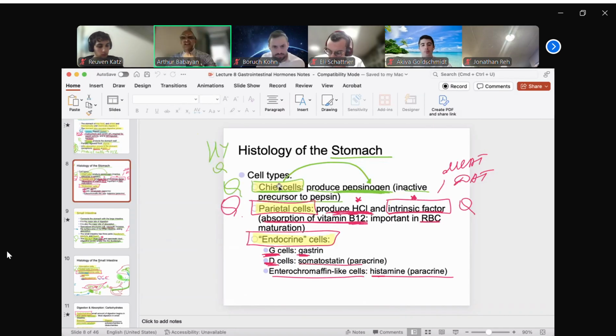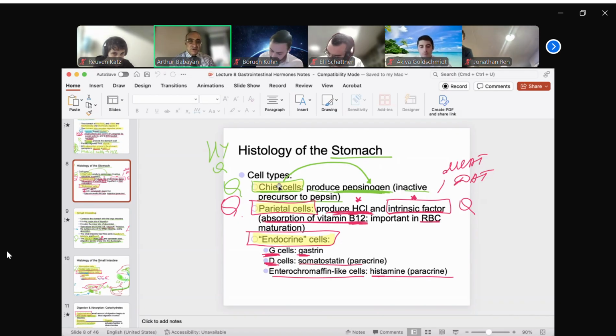What do the chief cells produce? Chief cells in the stomach produce pepsinogen, an inactive precursor of pepsin. What do they do? From pepsinogen it brings to pepsin.